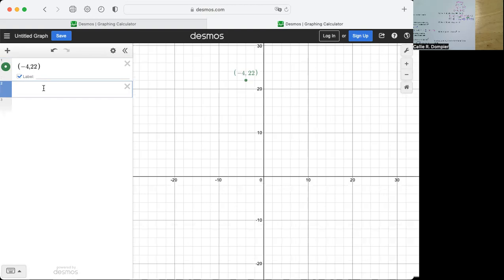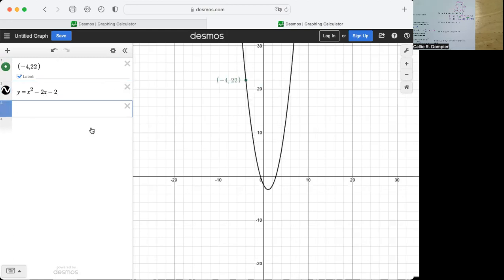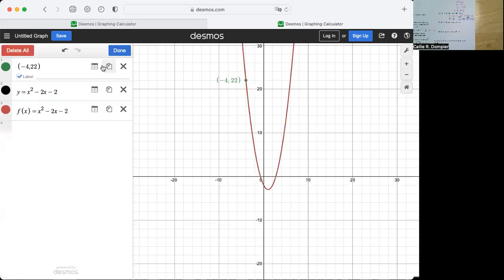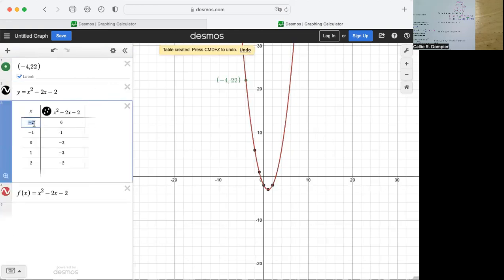right there. And now I'm going to input my original equation. You can either call it y equals x squared minus 2x minus 2, or you can call it f of x equals x squared minus 2x minus 2. Same graph, okay? And -4, 22 is on the graph. We can even make a table. When x is -4, y is 22. Okay?